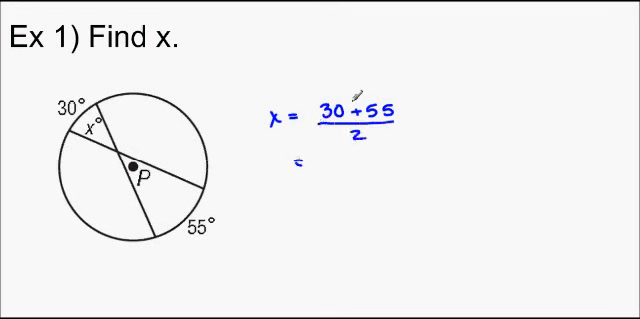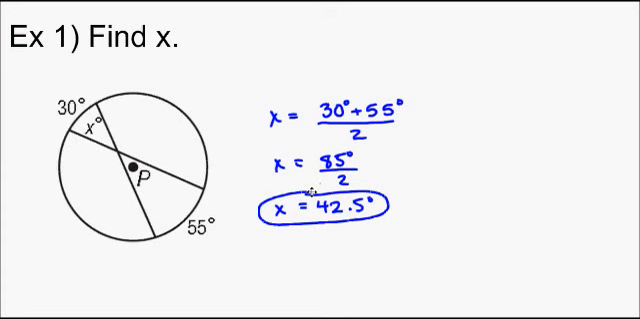Okay, so here are the intercepted arcs. Add them up, divide by 2. 30 plus 55 is 85 degrees. When we divide by 2, I get 42.5 degrees. So x is 42.5 degrees.